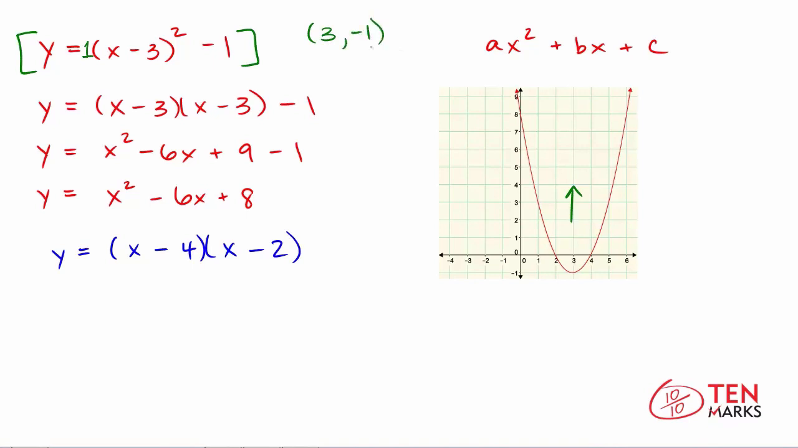So let's go ahead and look at our graph. Do we get a vertex of 3, -1? So here's 3, -1. Yes, we do. We get a vertex, and because this is opening upwards, this is our minimum value for the parabola.